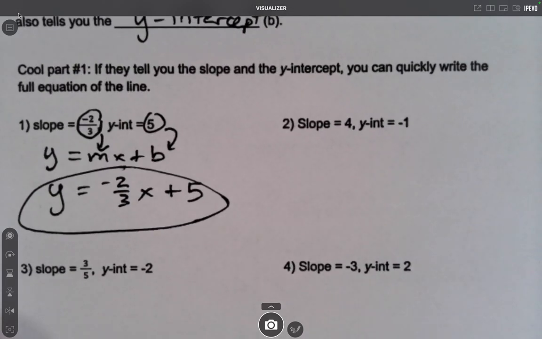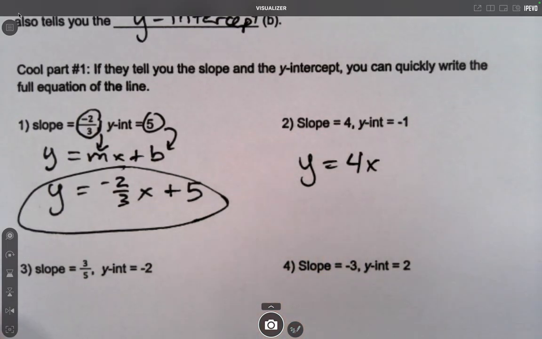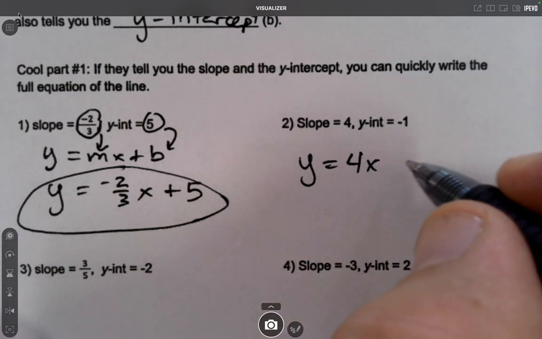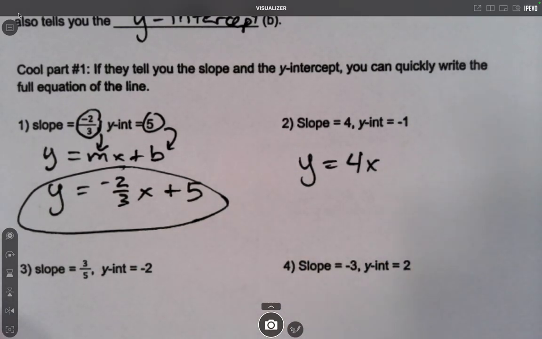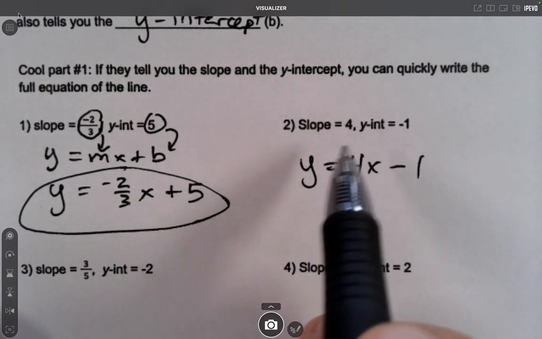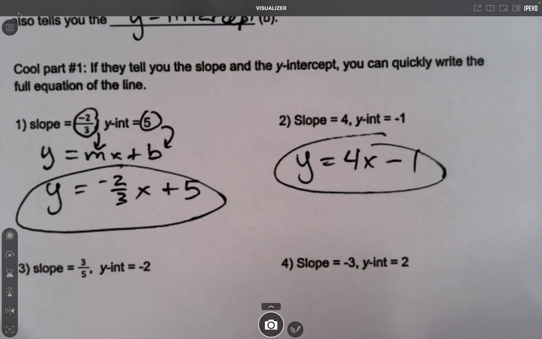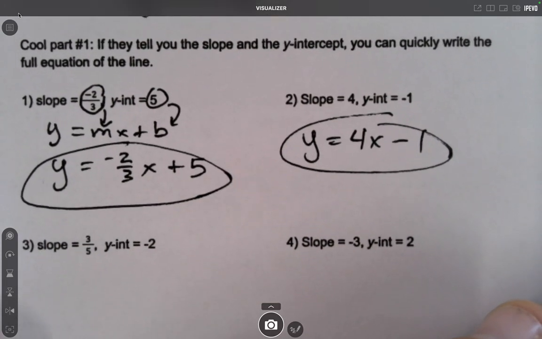So we'll do the same thing on number 2. We have our slope, y = 4x, because the slope goes in front of the x, and our y-intercept is -1. So you can write plus -1, but it's more efficient to just write -1. It's not wrong if you write plus -1, but I'll always just change it to a minus, because they'll do the same thing in the book and all that.